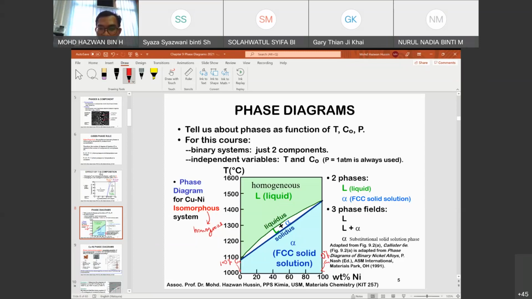For example, if I put A over here, a composition of A, let's say we are referring to this phase diagram and I put A. So we know that A actually has 20% of nickel and 80% of copper, but I just write it as 20% of nickel. So if I ask you at 1400 degrees C, what will be the phase?